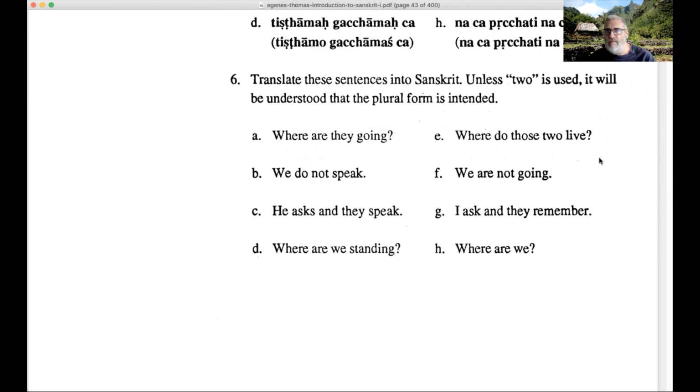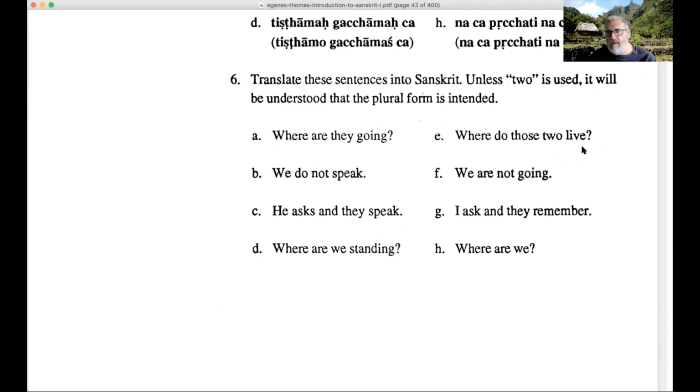Okay, so then we have we. Where do those two live? Those two, so it's dual, obviously. First of all, what's live? What's the word for live? Vas. Yeah, so it will be vasati, vasataha, vasanti.